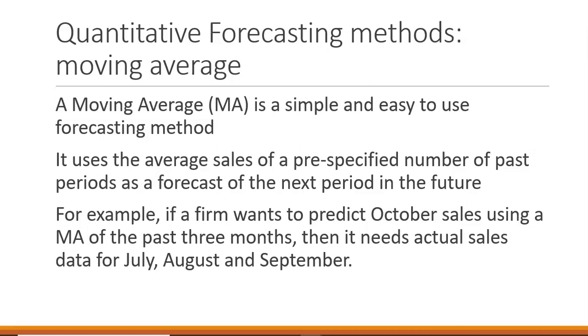The firm can use really any number of months or quarters or years that they decide to use. So if a firm wants to predict October sales using a moving average of the past 3 months, then we need to look at actual sales data for July, August, and September. If we then look to predict November, we would use August, September, and October. We have all different kinds of moving average methods that we could use.